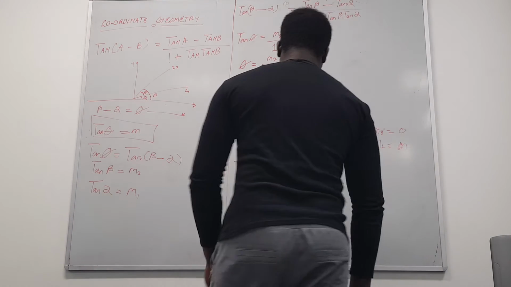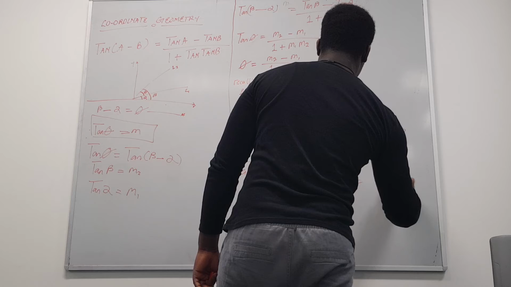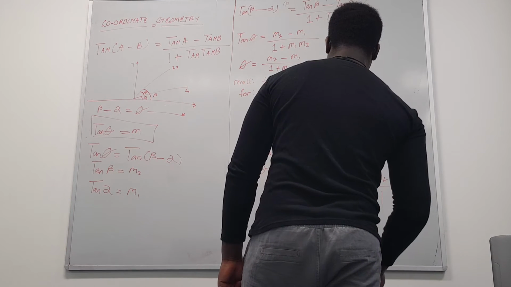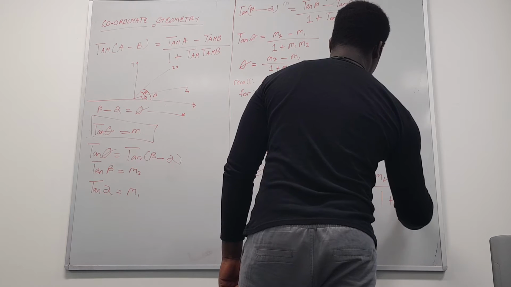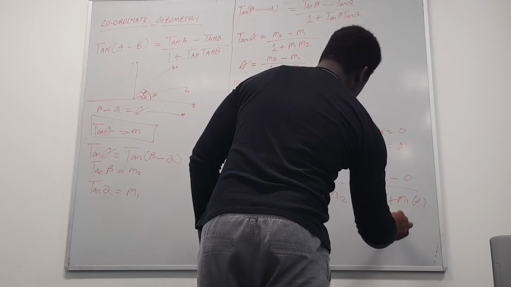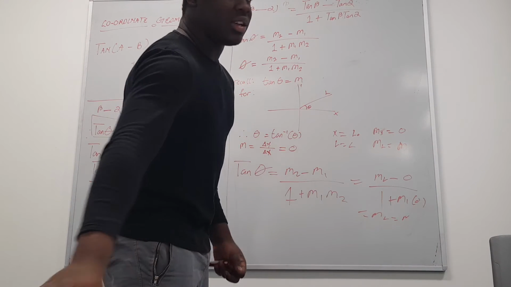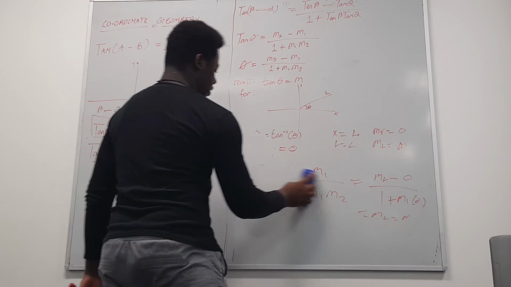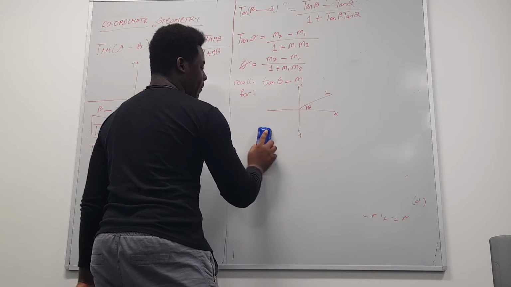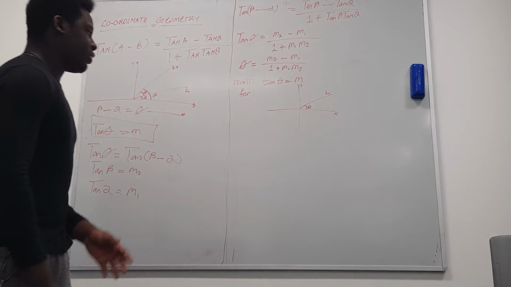So I'd say the angle between both of them is equal to (m_L minus m_1, which is 0) divided by (1 plus m_1 times 0), and that's equal to m_L. m_1 is equal to 0, and m_L is m, the slope of the line. Okay, so that's that. I'm just trying to show this on a grander scale, that this is true.